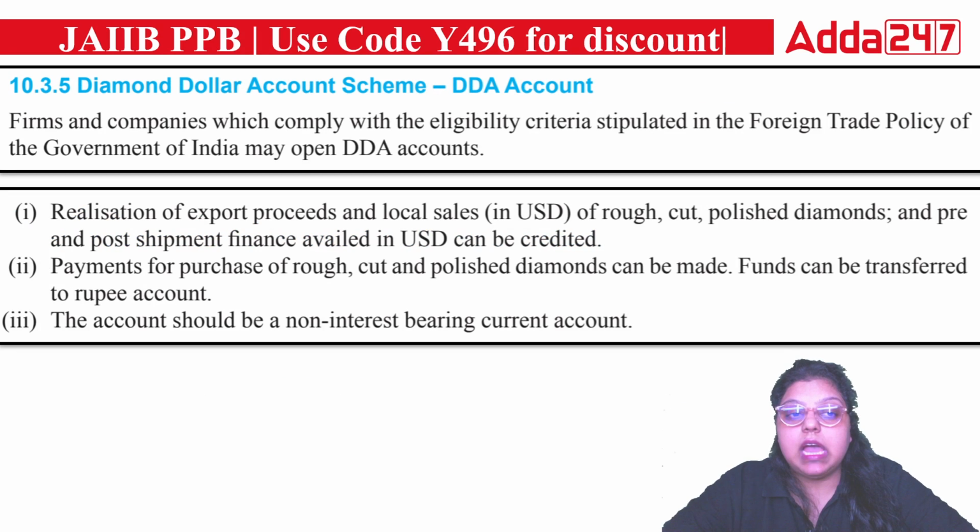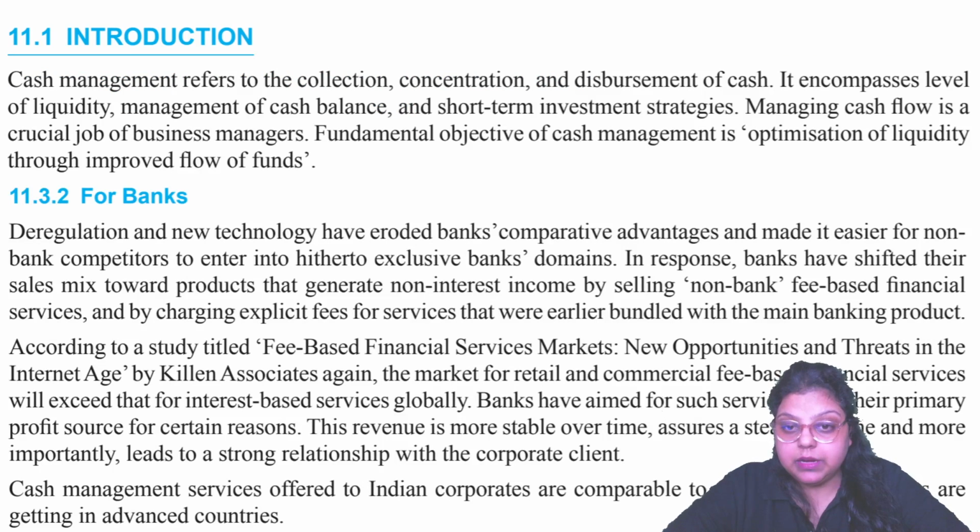Then we have the diamond dollar account. The firms and companies which comply with the eligibility criteria stipulated in the foreign trade policy of the Government of India may open the DD account, the diamond dollar account. One firm can have a maximum of 5 accounts only. This account will be only in US dollars. It is used for the release of export proceeds and local sales in US dollars of rough, cut and polished diamonds, and pre and post shipment finance availed in US dollars. Second, payments for purchase of rough, cut and polished diamonds can be made. Funds can be transferred to the rupee account. Also, the account should be a non-interest bearing current account. It means here also interest won't be paid.